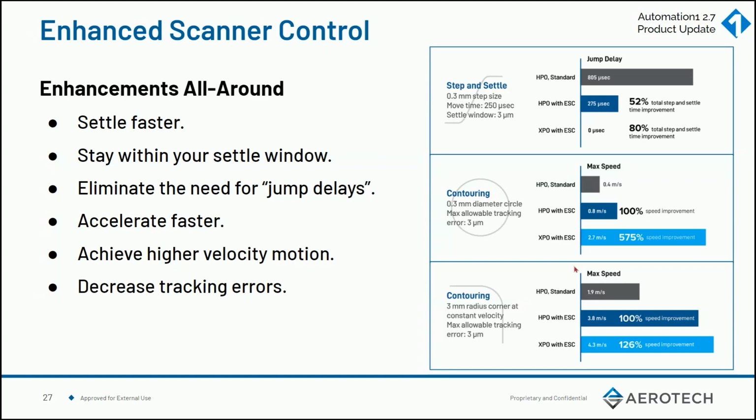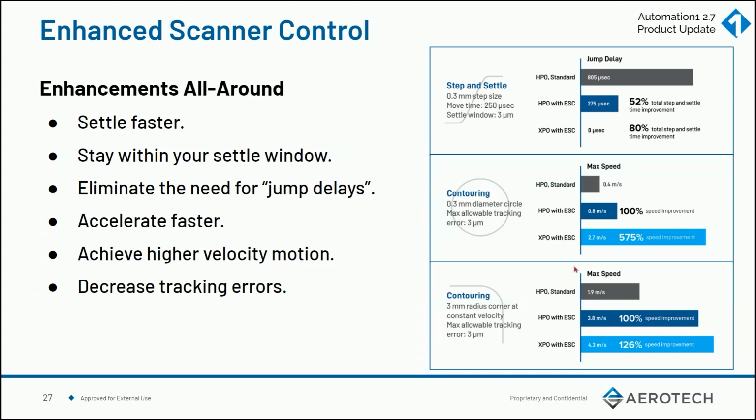So in the graphs on the right, let's go through them. The first one is a step and settle test we did with a 0.3 millimeter step size, a move time of 250 microseconds, and a settle window of 3 microns. We were doing that with the HPO scanner, the AGV HPO, at about 105 microseconds. We added this new enhanced scanner control to that same mechanical device and got all the way down to 275. And then we did it with the XPO, which is our best mechanical design in laser scan heads, added enhanced scanner control, and we were never out of the settle window. 0 microsecond jump delays, okay? Very important for process throughput times.